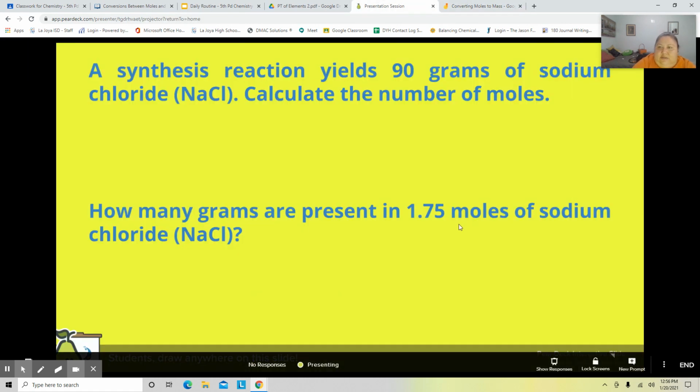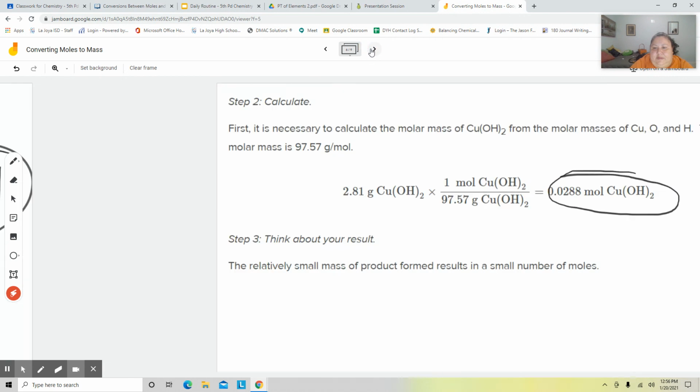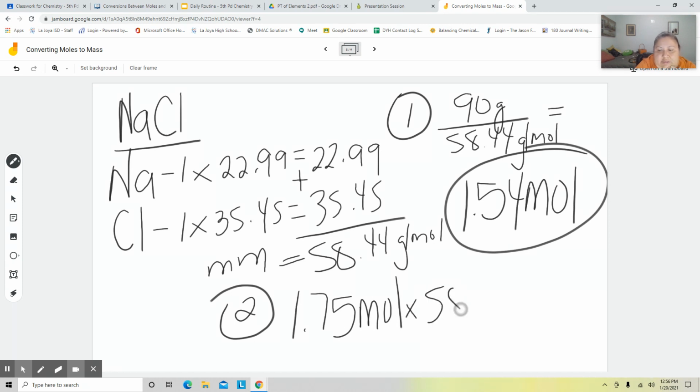So you're going to take 1.75 moles times our molar mass, 58.44 grams per mole. What? 2.27?